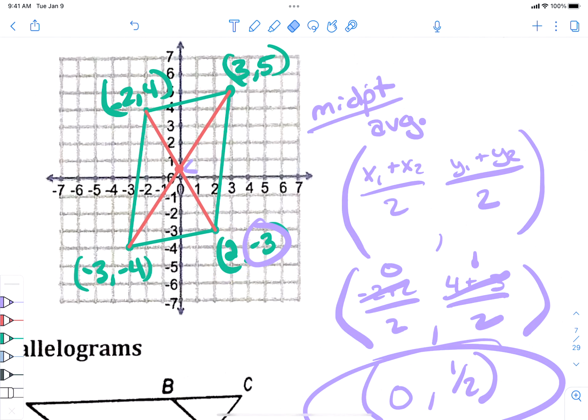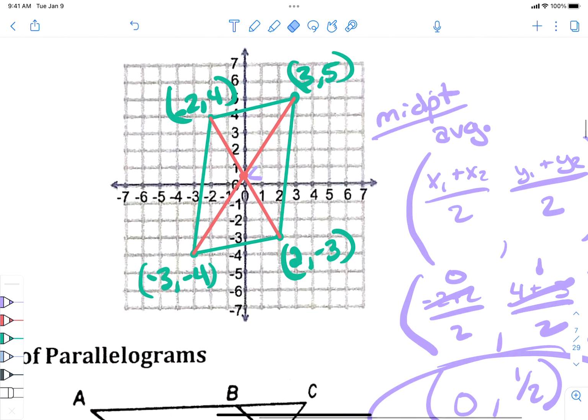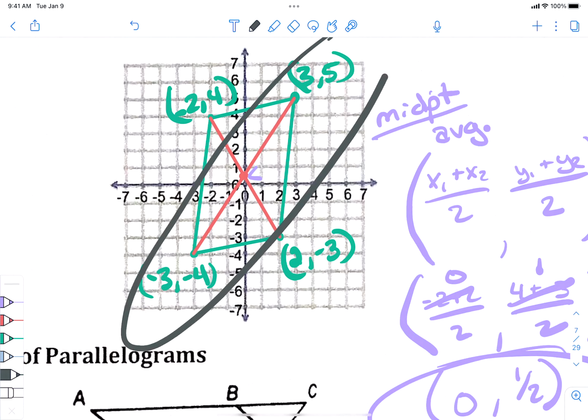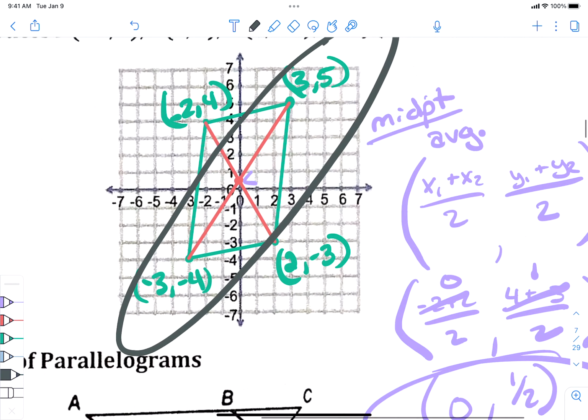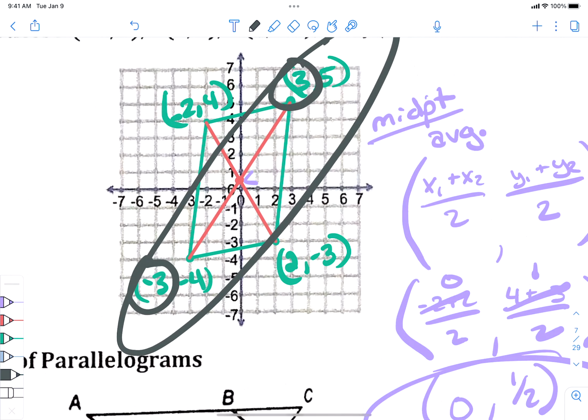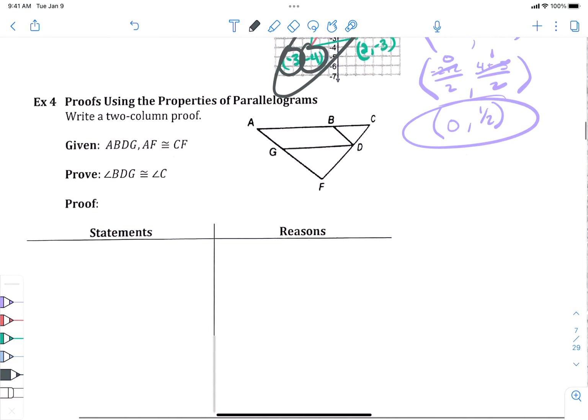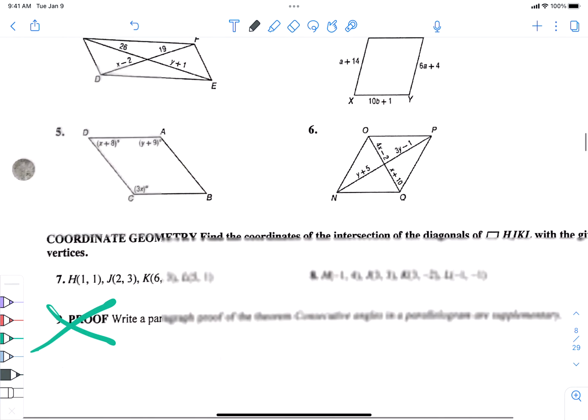Now, technically, you only have to do one of the diagonals, but technically this other diagonal's midpoint should be at 0, 1/2 also. So let's just check in our brains real quick. -3 plus 3, if I add those together and divide by 2, we get 0, right? -4 plus 5, if I add those together and divide by 2, I get 1/2, right? Same thing. So you only have to do one diagonal, but you could really easily check by doing the other one, yeah?